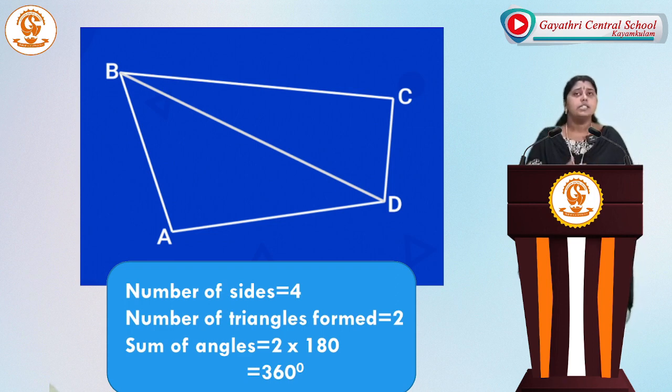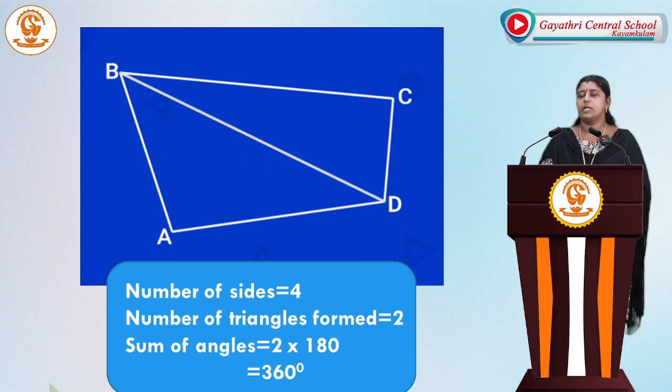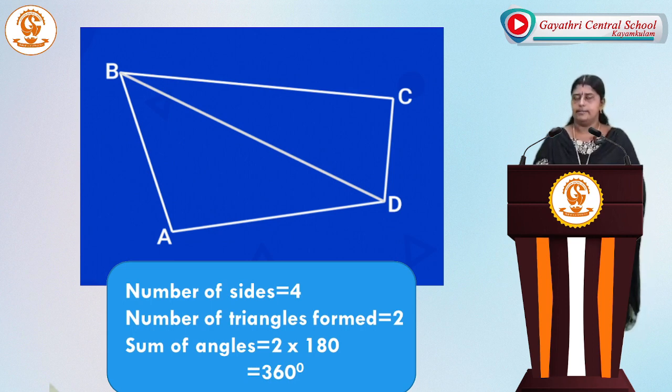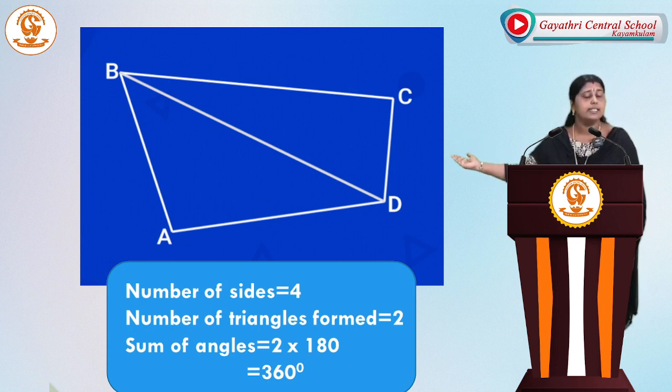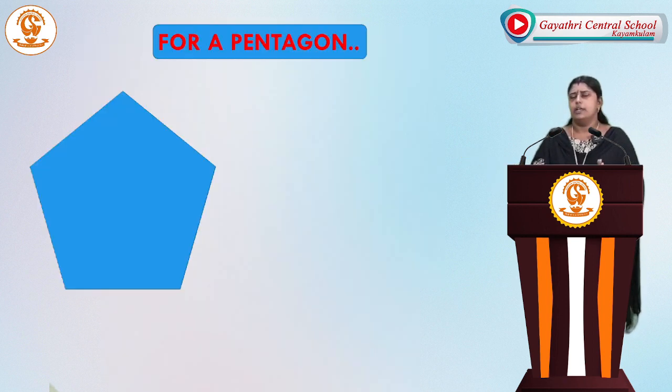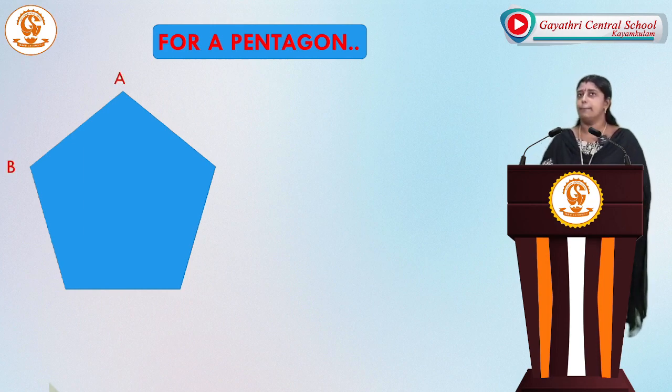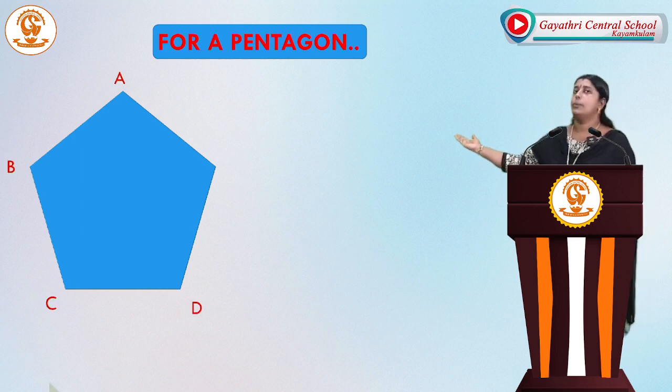So the sum of interior angles of a four-sided polygon or quadrilateral is 360 degrees, because here there are only two triangles. In one triangle it is 180 degrees, so 2 into 180 is 360 degrees. Is it clear? The sum of interior angles of a quadrilateral is 360 degrees. Yes, ma'am, it's clear. Now we are going to check a five-sided polygon. Yes, it is a pentagon. Here we can see how many vertices? 5 vertices and 5 sides here.